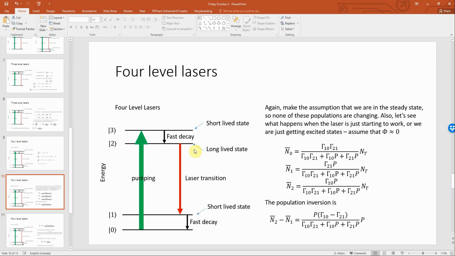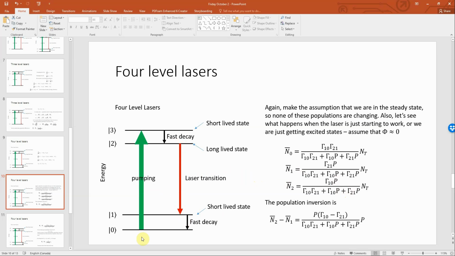The denominators are going to be the same for all 3 populations. We have the rate of change from 2 down to 1 times the pumping rate. We have the decay rate from 1 down to 0 times the pumping rate. And we have the decay rate of 2 down to 1 and 1 down to 0. So that's the denominator for all these states.